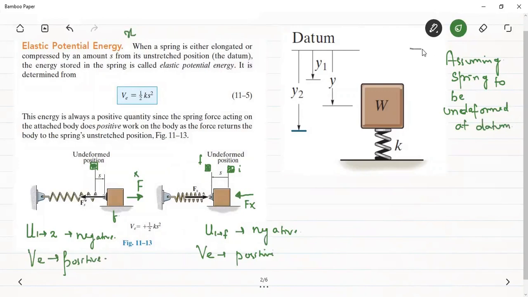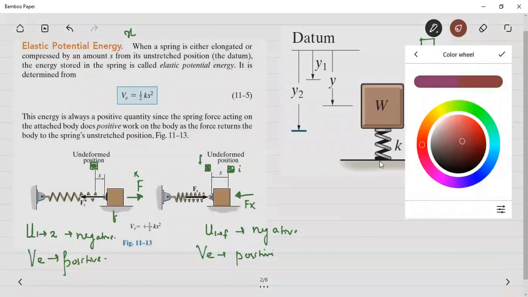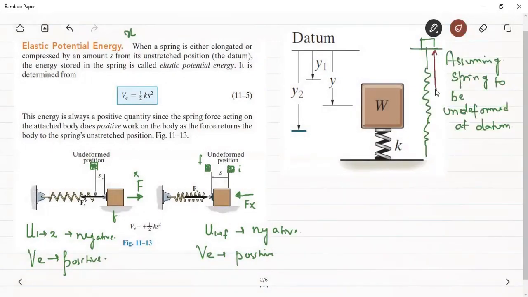So what does that mean? This means that the block is here and this is the spring. This is the block, this is the spring, and this is the total length of the spring, and this will be the undeformed length of the spring. And now it is clearly seen that in this position, the spring is in the compressed state, and the compression of the spring is denoted by this distance y.